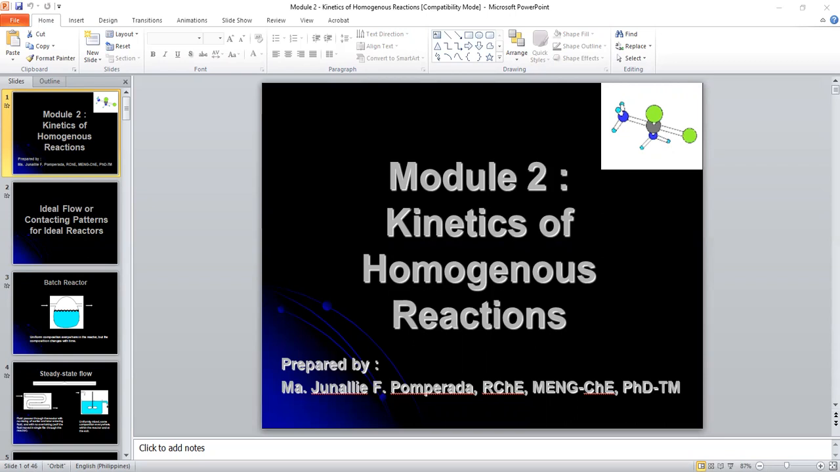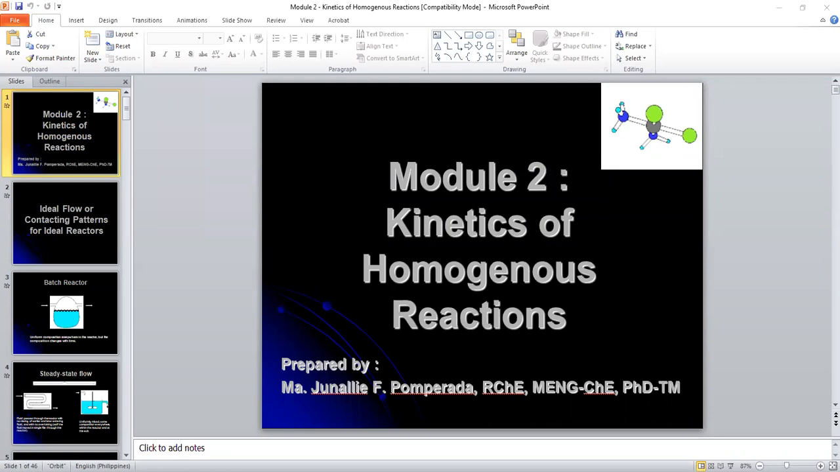We have 3 ideal reactors. We have the batch reactor, the constantly stirred tank reactor, otherwise known also as the back mix reactor or the mixed flow reactor. And the third one is the tubular reactor, known as the plug flow reactor. So these are the 3 ideal reactors. For your batch reactor, there is uniform composition everywhere inside the reactor, but we expect, of course, as time proceeds, that the composition of the system will change.